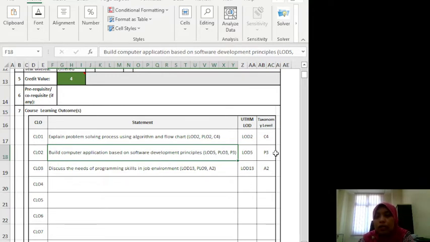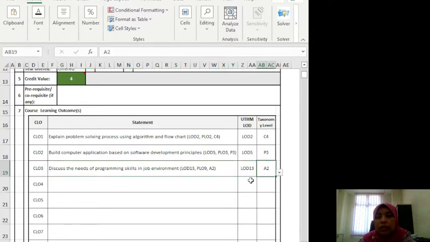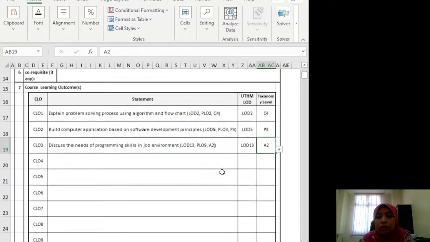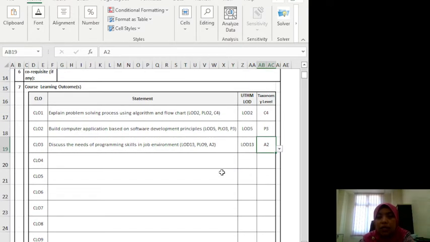So supposedly this is the psychomotor. Psychomotor ni dia lebih kira ataupun lebih evaluate based on your technical skill, based on your programming skill. And then CLO3, discuss the needs of programming skills in job environment. Okay, so ni lebih kepada macam mana you nak present lah your idea by doing the discussion and so on. So A2.